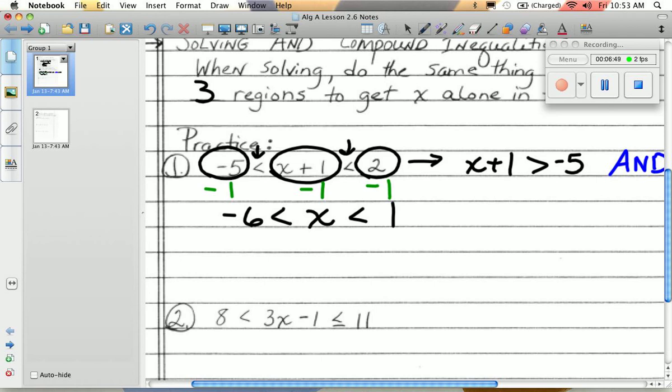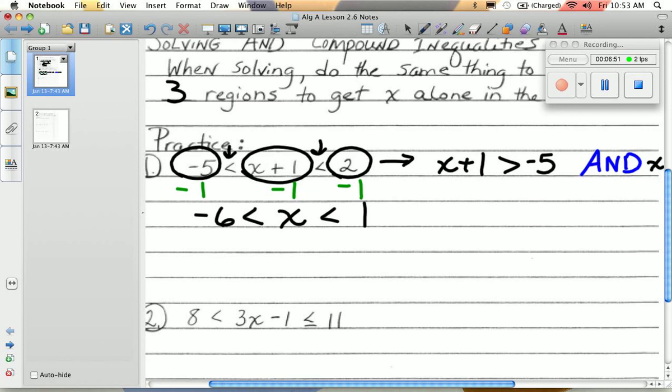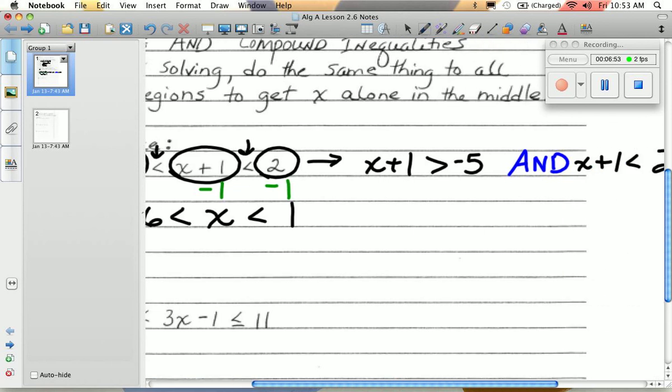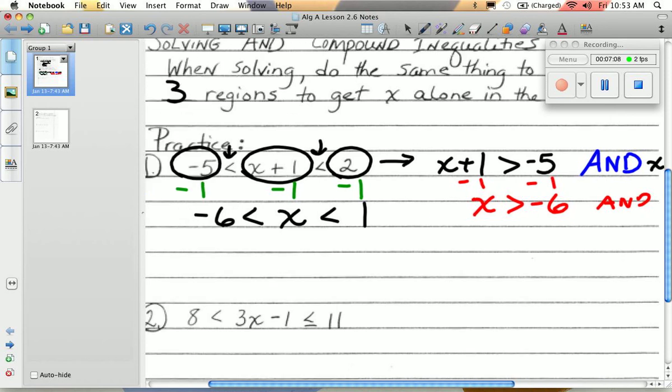It's kind of like if we would have solved it over here where we have them separated, wouldn't we have subtracted 1 from both sides? And we would have ended up with x is greater than -6 and x is less than 1. So this is saying that same thing. So this is our solution. I want you to circle this. This is your solution.